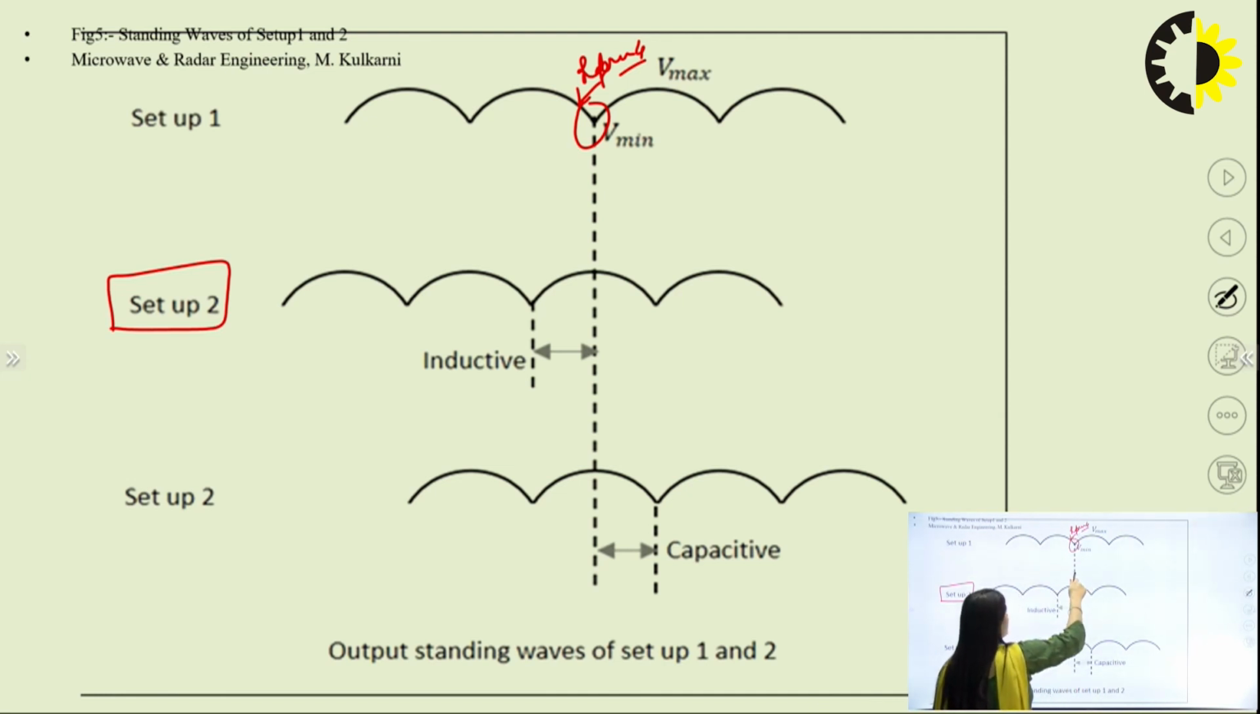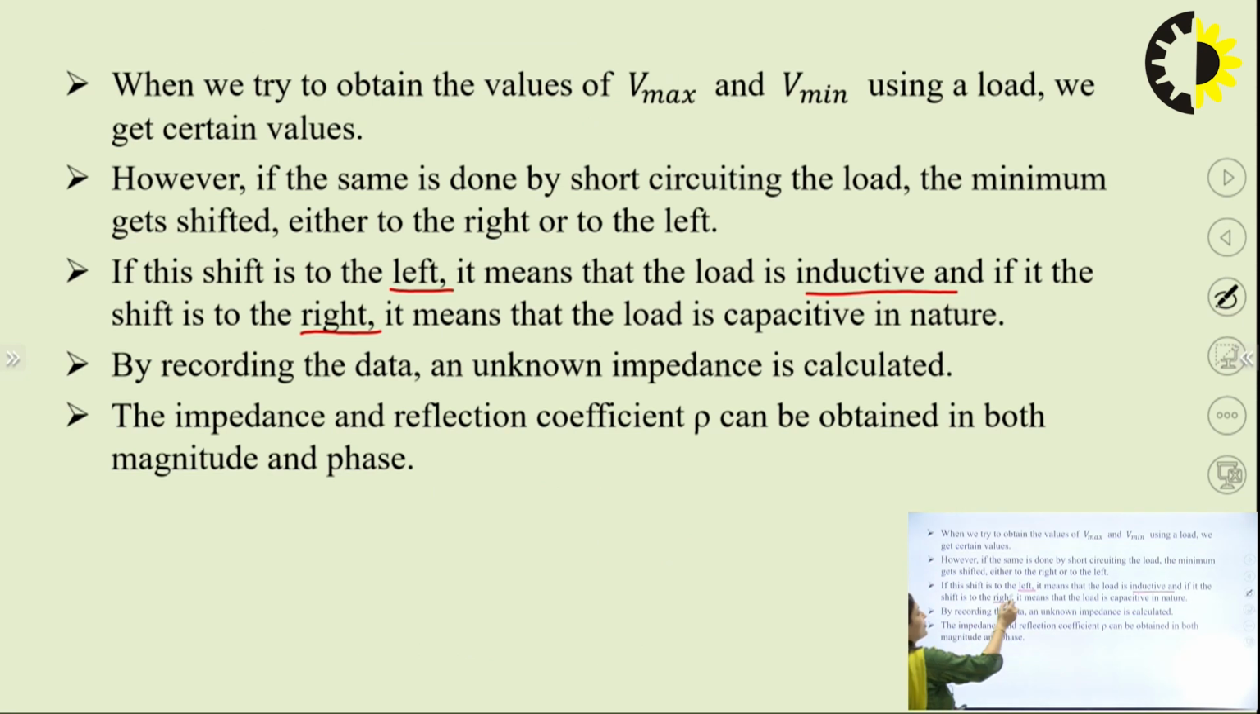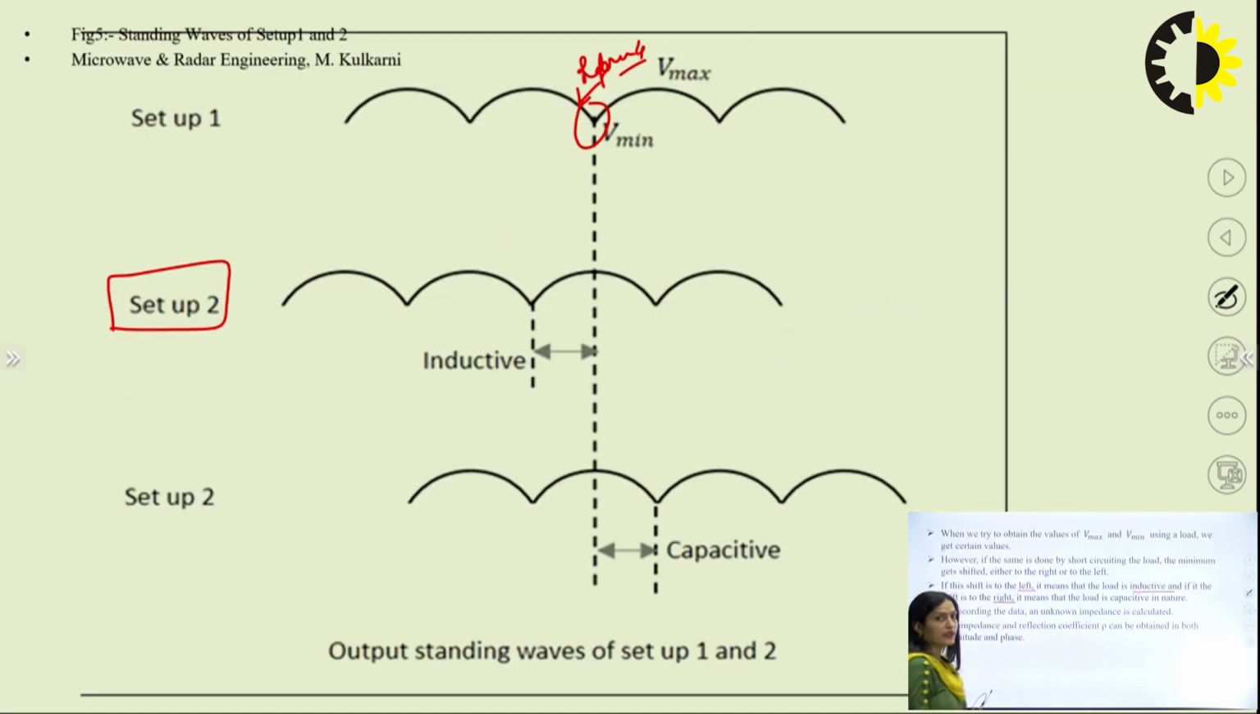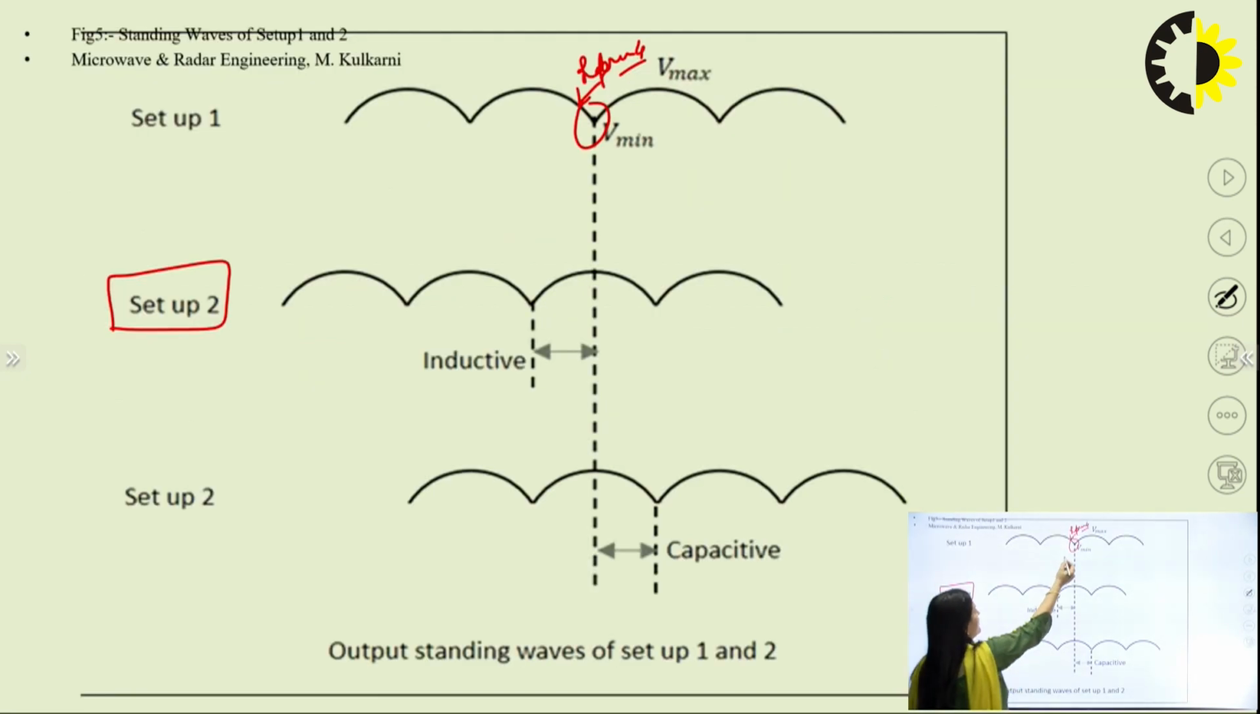This V minimum is shifted towards this side, the left side, and from the last slide, if it is towards the left it means the load is inductive. See here, this V minimum is shifted toward this point, so this load is inductive in nature, right. And if the load is shifted towards the right, if this reference point is shifted here, then your load will be capacitive.